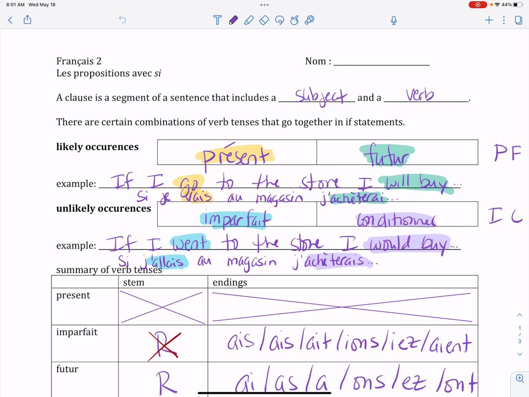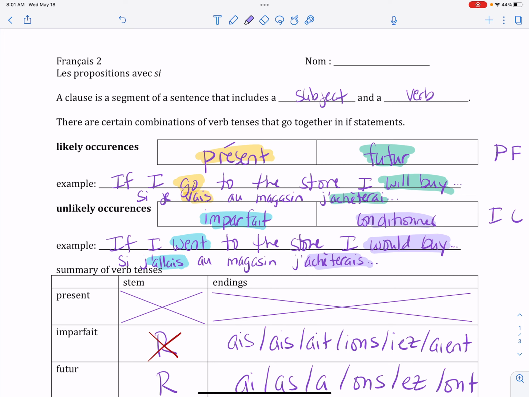We're working with sentences that have two clauses, a clause being a subject and a verb. And when we have these if statements, we're going to have two different verb tenses in the same sentence, and we have to pay attention to which tenses we're using. So we can either have the combination of the present and the future going together in the same sentence, or we can have the combination of the imperfect and conditional going together in the same sentence.